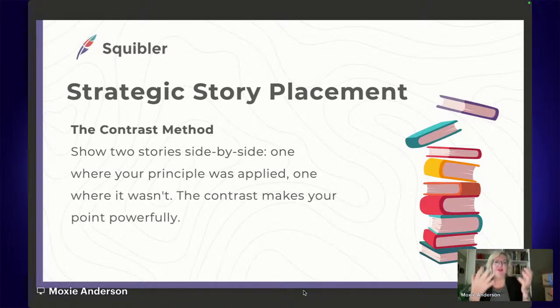Another thing that you can do is the contrast method. This is where you can show two stories side by side. One where your principle or the theory that you're talking about was applied, and then the other one where it was not. The contrast is going to make your point very powerfully.